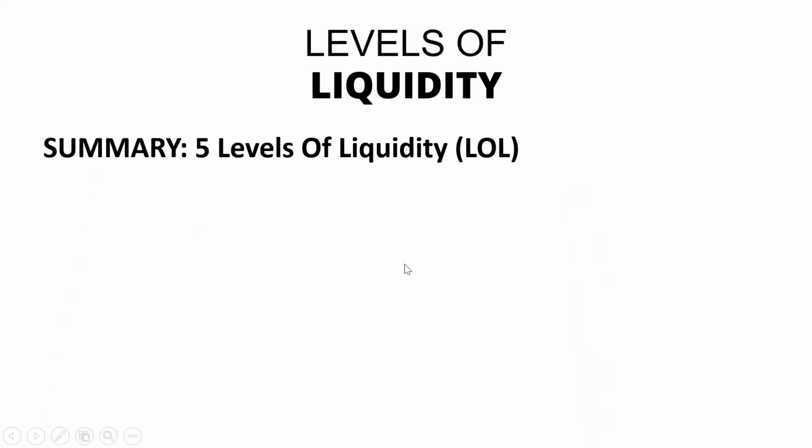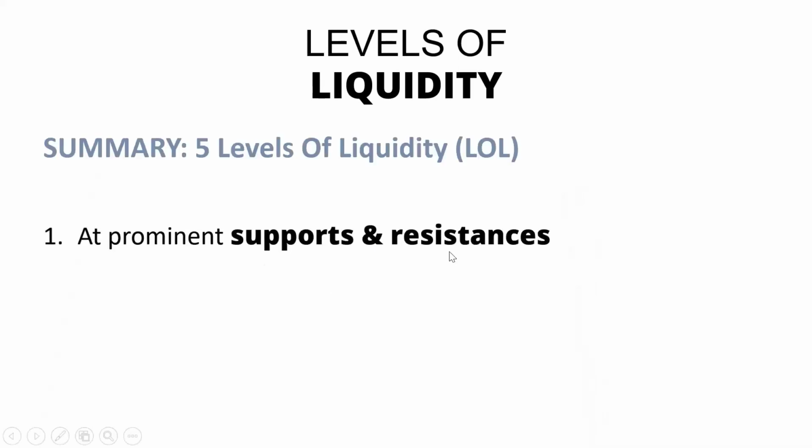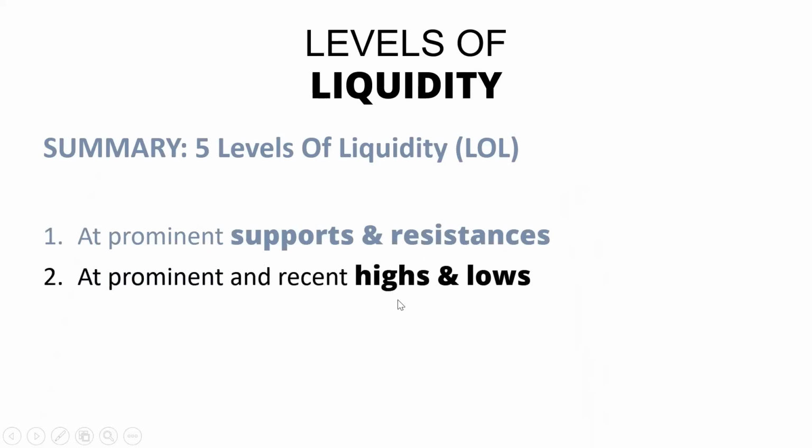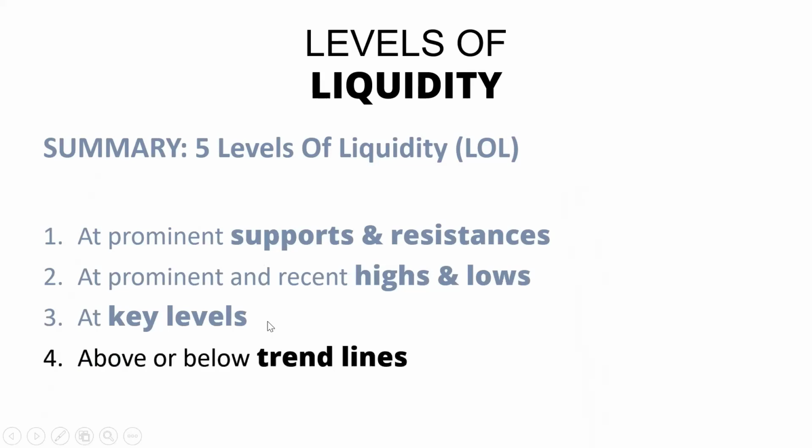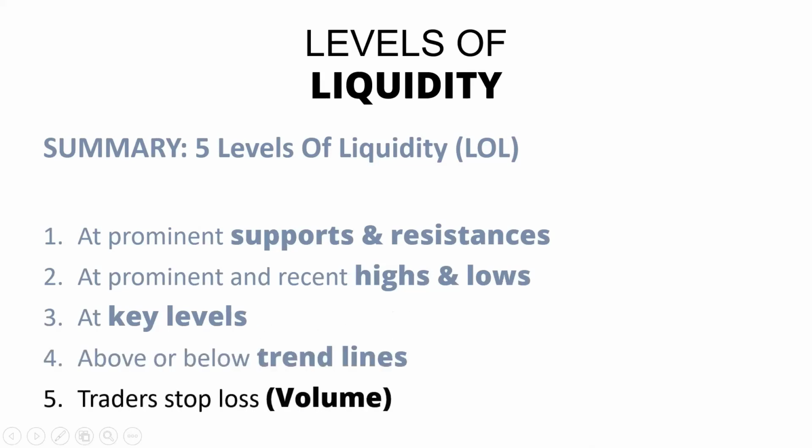In summary, the 5 levels of liquidity: prominent supports and resistances, prominent and recent highs and lows, key levels or psychological levels or round numbers, above or below trend lines, and traders' stop losses, for example, high volume traded around those prices.